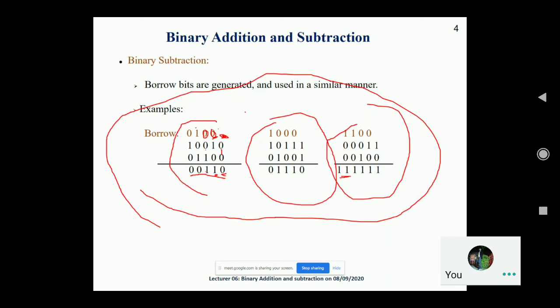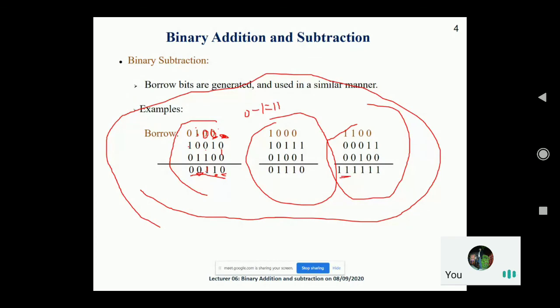Now what happened? 0 minus 1. 0 minus 1 means what? It is borrow also 1 and difference also 1. So this one is borrow 1 and this one is 1. Are you getting my point? So what happened? 1 minus 1 is 0. So here we are getting 0. Now there is no borrow generated.